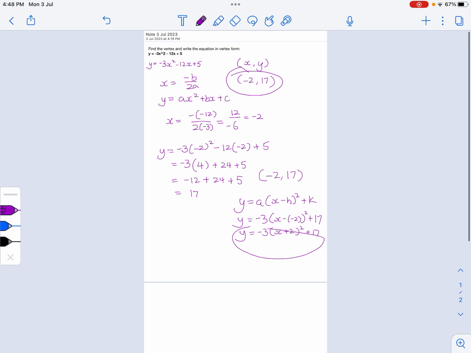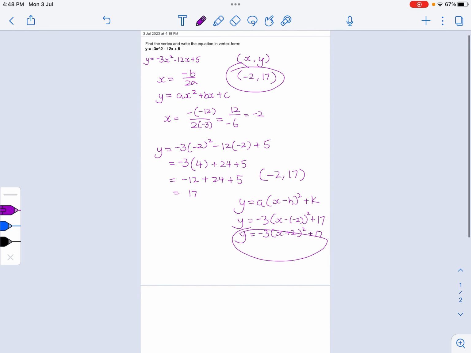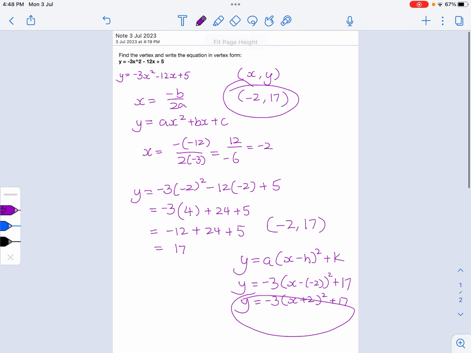But yeah, that's basically how you find the vertex, and also how to write the equation in vertex form once you have found the values of the vertex.